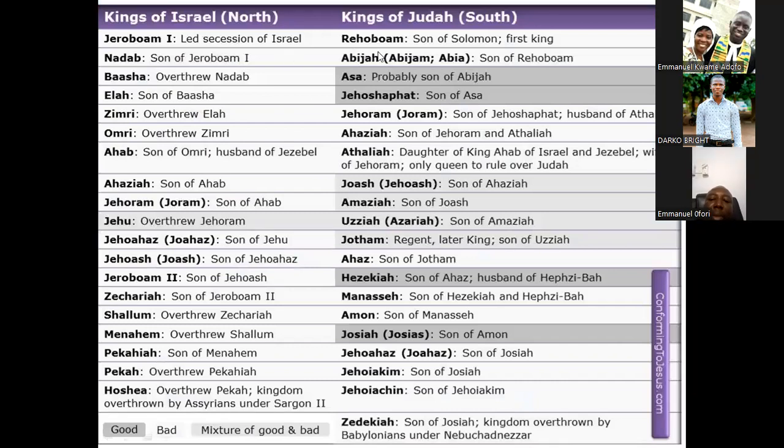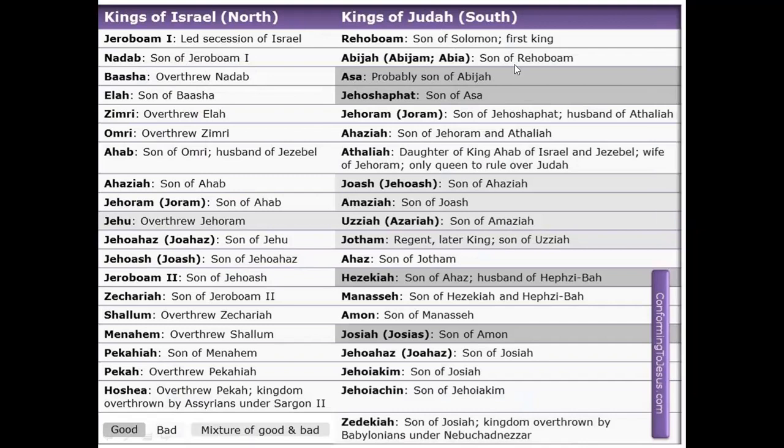Now this table gives us the various kings. Whilst Jeroboam was ruling here, Rehoboam was also ruling in the southern kingdom. And then Abijah, the son of Rehoboam, was also ruling. Baasha overthrew Nadab, and at that time Asa was ruling here. We get to know that Baasha's son, Elah, took over from him as the next king.